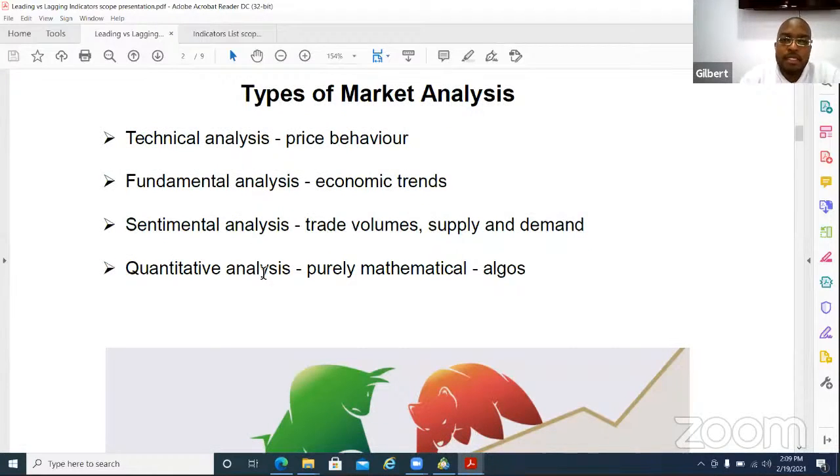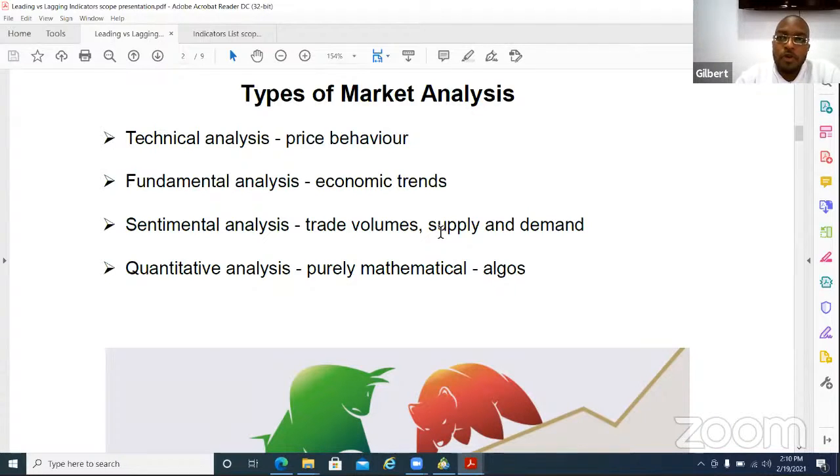Then we have sentimental analysis. Sentimental analysis has to do with, what would we call it, the attitudes that people have about the market. So are people bullish or bearish? In order for us to identify whether people are bullish or bearish, we need to look at the trade volumes, because the trade volumes will tell us whether we have more supply than demand, in terms of more selling orders than buying orders, or more buying orders than selling orders. Now, in the Forex market, when it comes to sentimental analysis, we either look at data from brokers who give the data about the positioning of their clients.